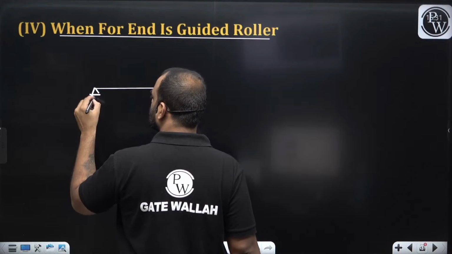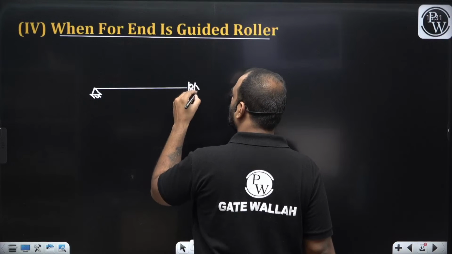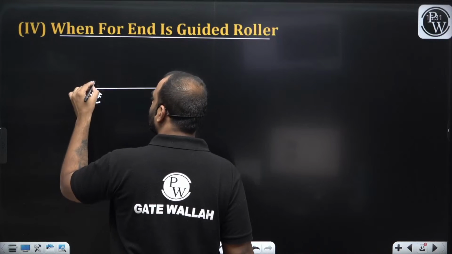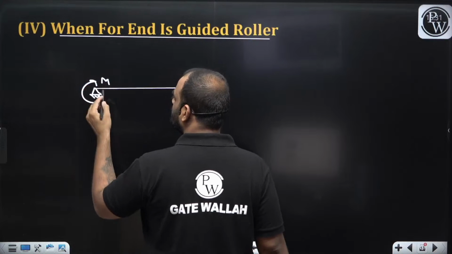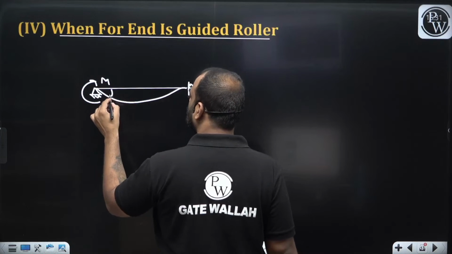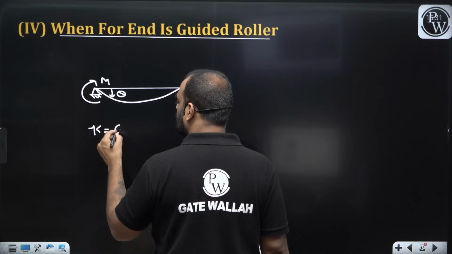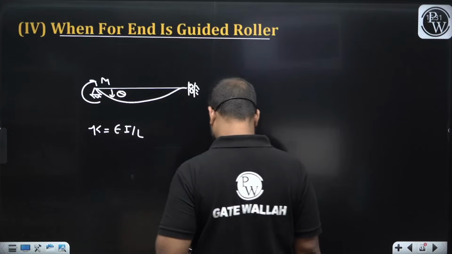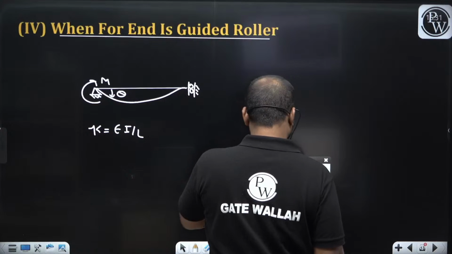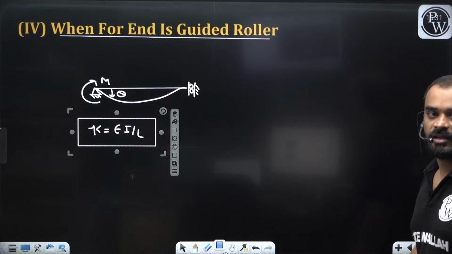So this is hinge and this is guided roller. Suppose you apply the moment M, then it is definitely trying to deflect. Let us consider this is theta. In this particular case, when the far end is guided roller, the stiffness of the member will be EI by L.